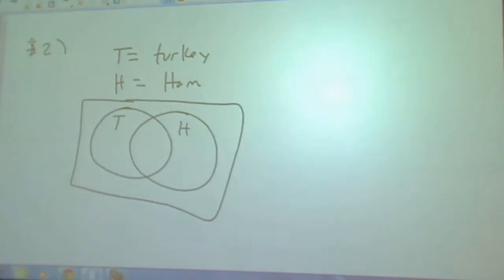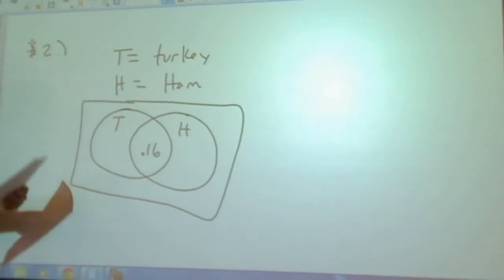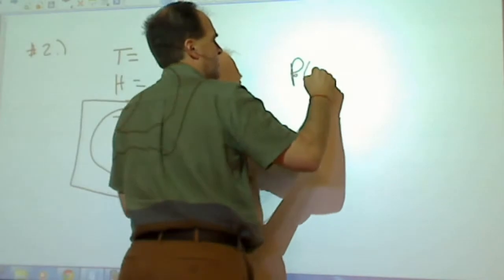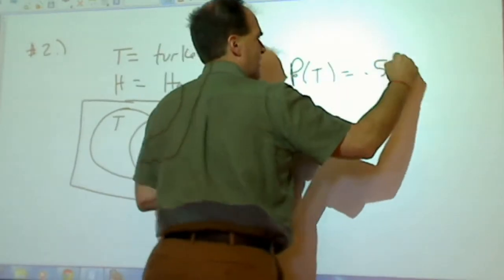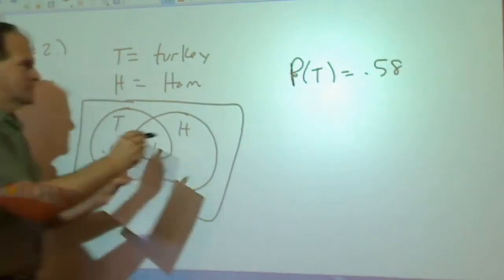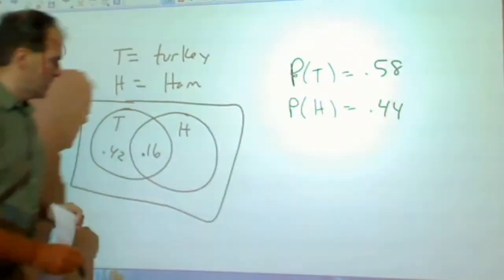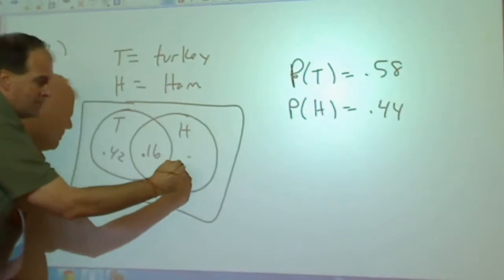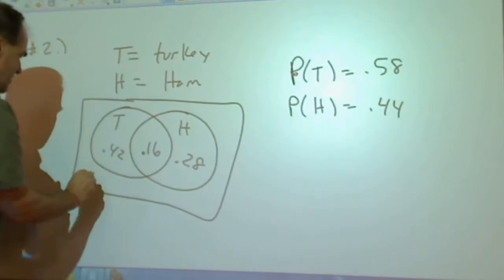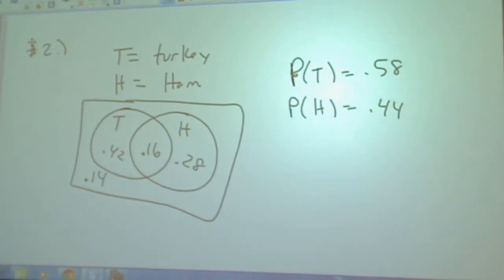Can you help me fill this in? 0.16. Okay, yep. And turkey's 0.12. So we said the probability of turkey is 0.58. That means the two of them are 0.58, so 0.42 is there. The probability of ham was 0.44. That means this is 0.28, yep. Add those together, 0.14 is left. Make sure they add up to 1. And then we can answer the questions.